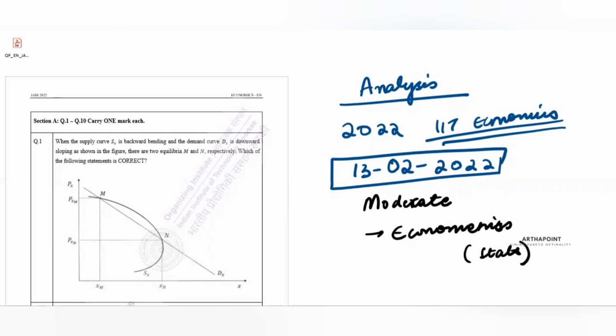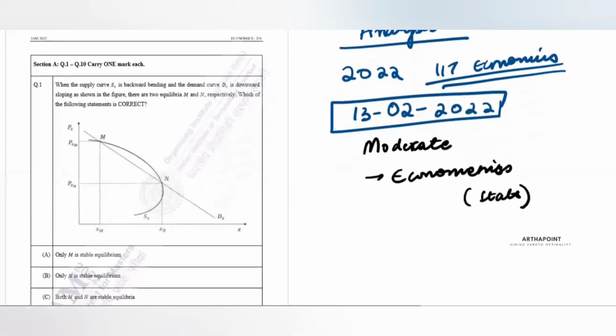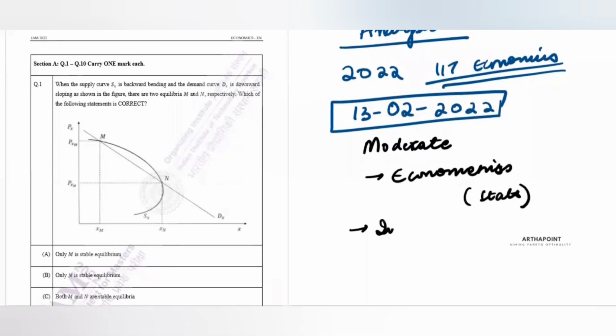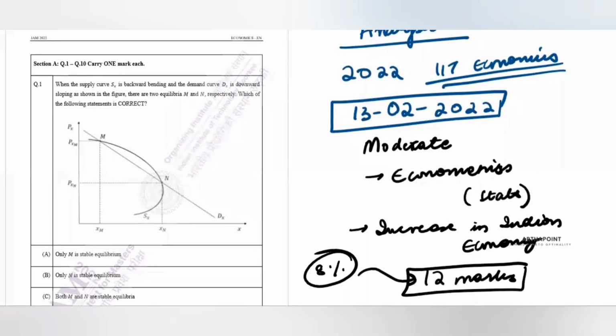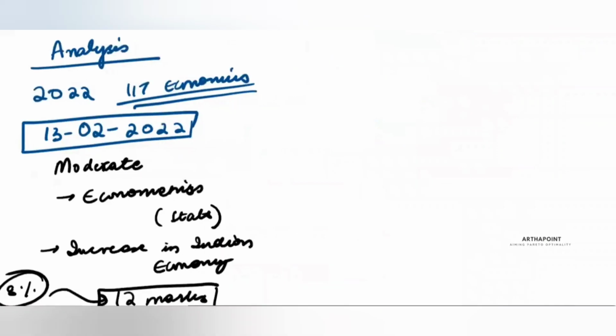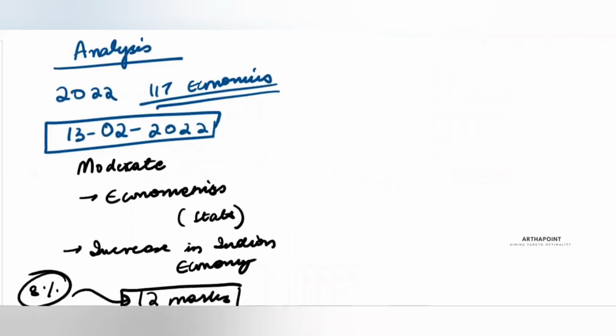which can be considered as an extension of stats. The other part that was pretty surprising is that there was a little increase in the number of questions that were asked from Indian economics as compared to last year's paper. Earlier we had 8 marks for Indian economics, and this time it was 12 marks. Otherwise, by and large, the paper followed pretty much the same pattern as last year, which we had discussed.